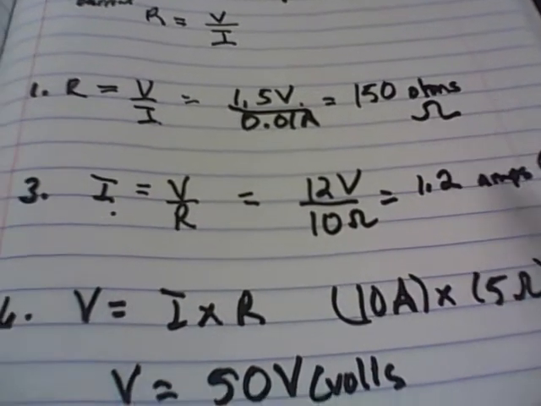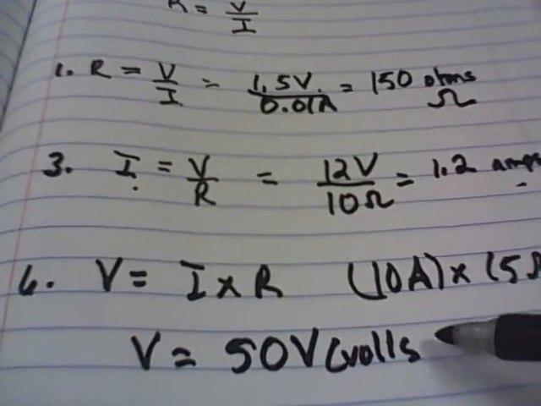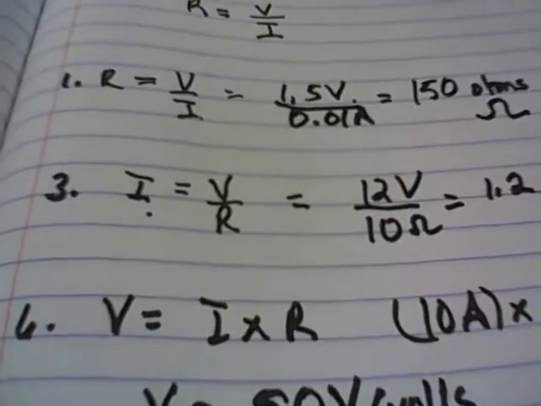For resistance, the units are always ohms. For current, the units are always amps. And for voltage, the units are always volts.